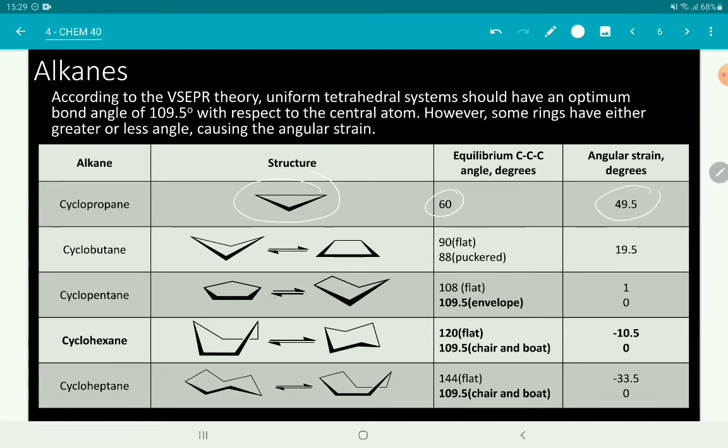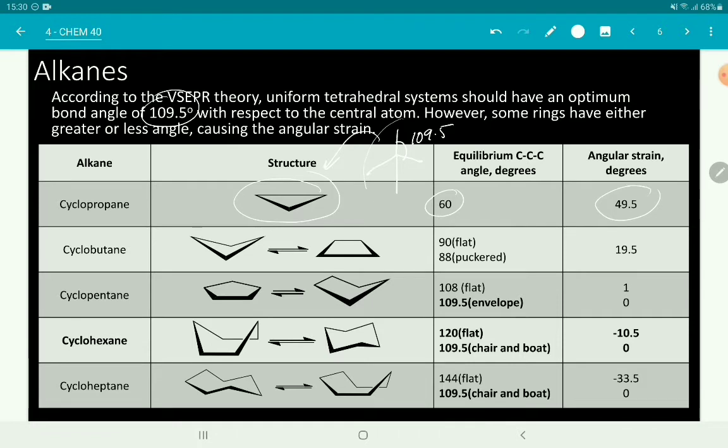Bakit 49.5? A tetrahedral carbon, or tetrahedral sp3 carbon geometry, has an angle of 109.5 yung kanyang ligand to ligand angle. Okay, so kapag merong carbon, yung angle na to ay 109.5. Kaso kapag naging ring structure na siya, naging 60. In the case of cyclopropane. So, meron kang 49.5 degrees na angular strain.